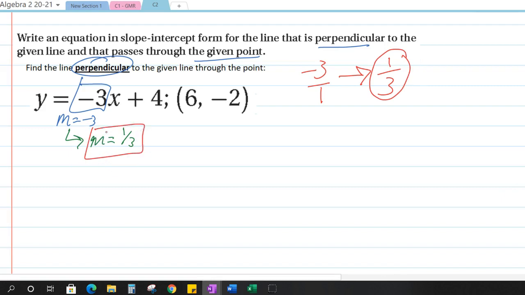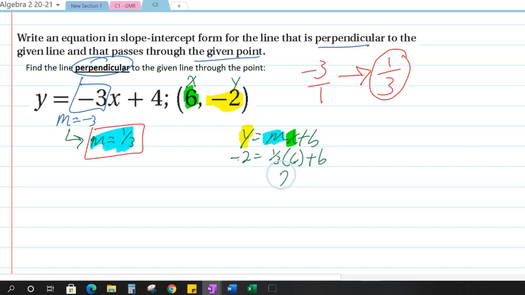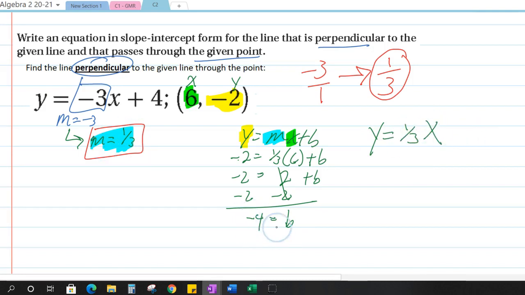Now we do the exact same thing we were doing in the previous problems. My y value is negative 2. My m is 1/3. My x is 6. I plug them in to find b. Negative 2 equals 1/3 times 6 plus b. 1/3 times 6 is 2. Now in order to get this to the other side, I subtract by 2. b is equal to negative 4. Now I can rewrite my new equation. Y equals, my m is 1/3, x is beside it, minus 4 is our b. Y equals 1/3 x minus 4.